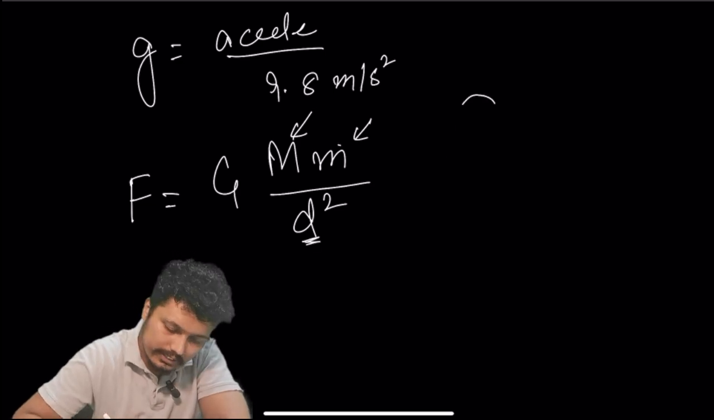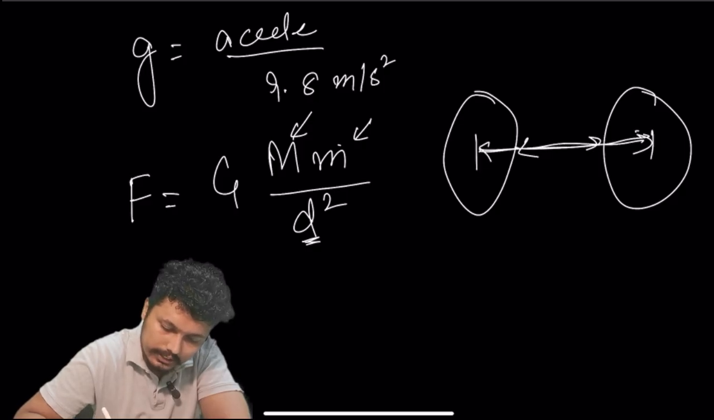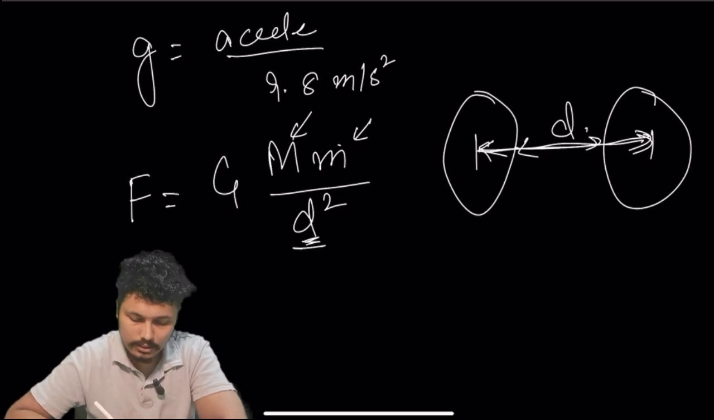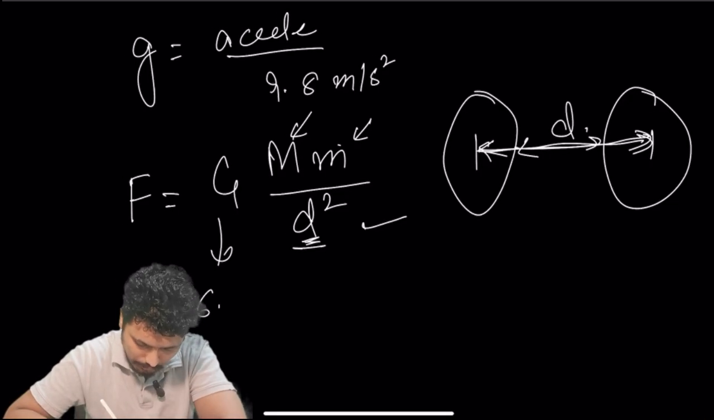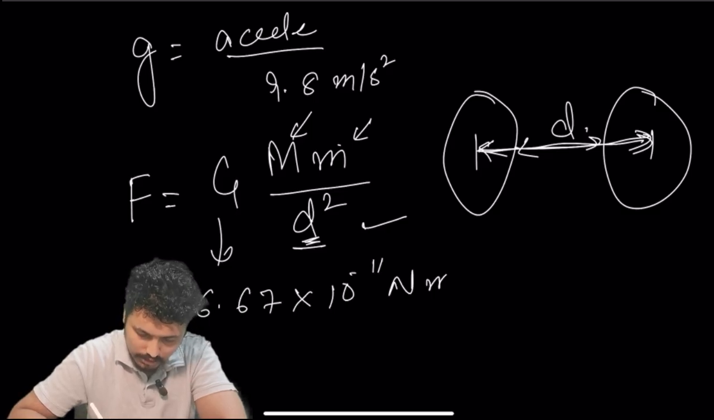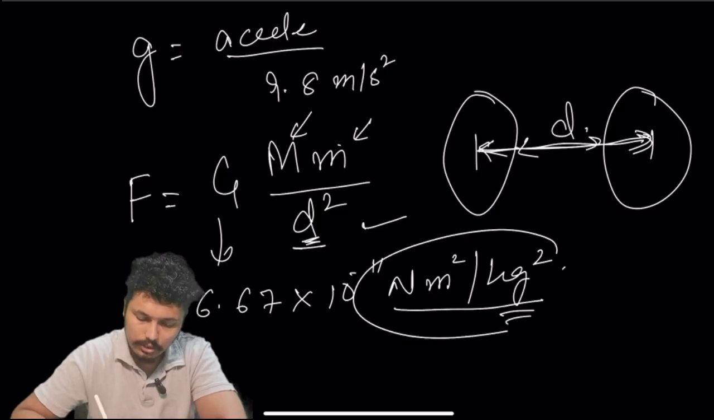d is the distance between them, and the distance between two objects is not measured from the outside. It is measured from the center, like this. This G value is 6.67 into 10 to the power minus 11 Newton meter square per kg square. And we know how this unit comes also.